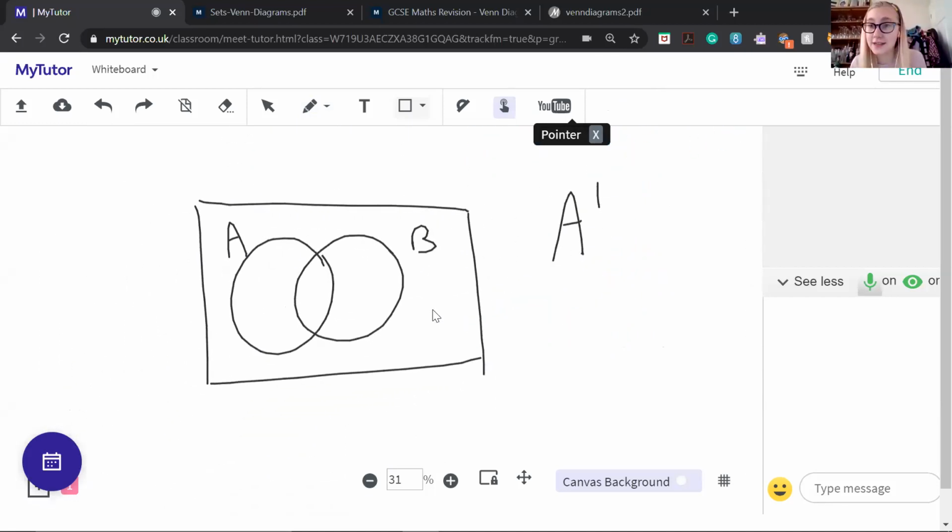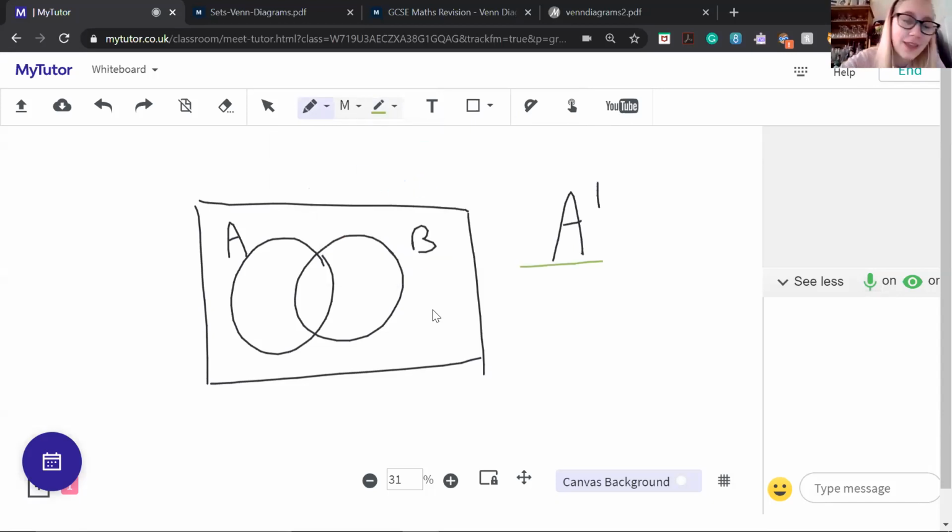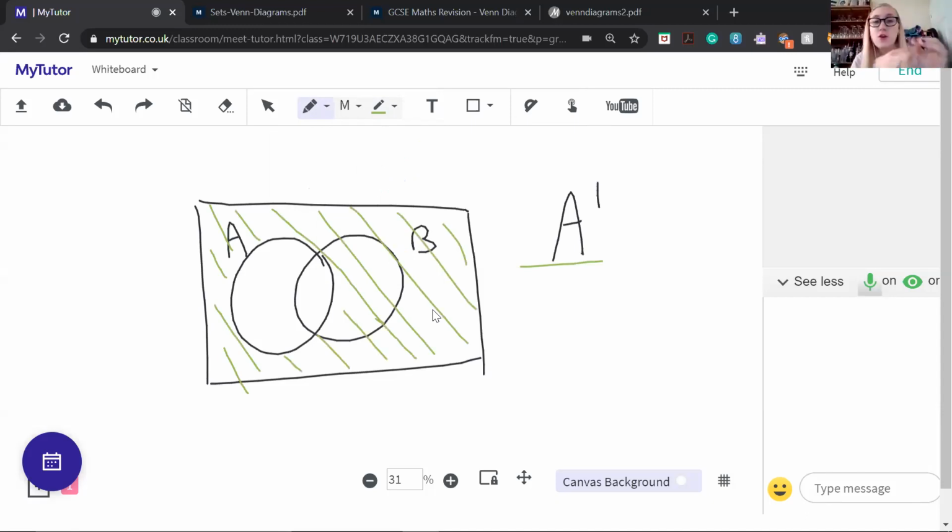Because those are mutually exclusive. You either have to be A or not A. You can't be some weird in the middle. That's not how life works. Well, it's not how maths works anyway. So if we want to show this shaded, it's everything not in this. It's everything not in that circle for A.